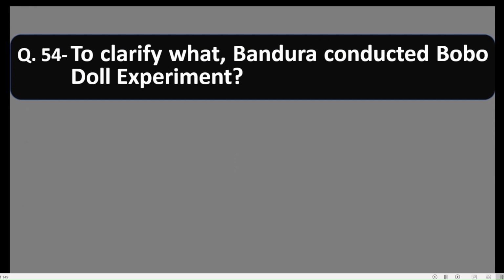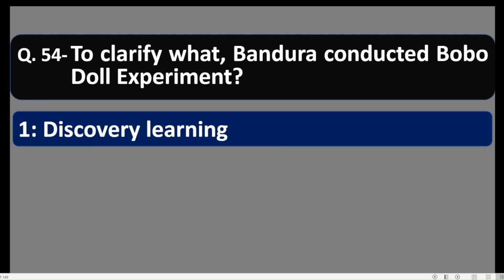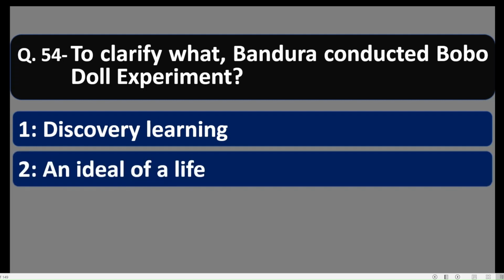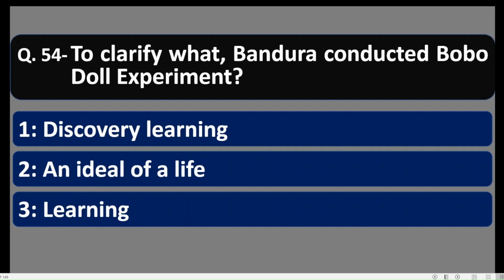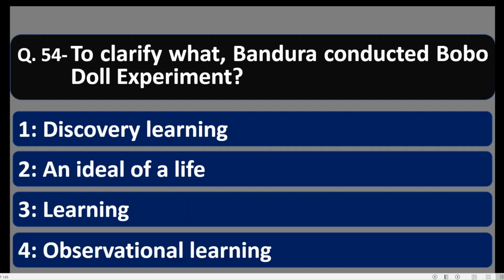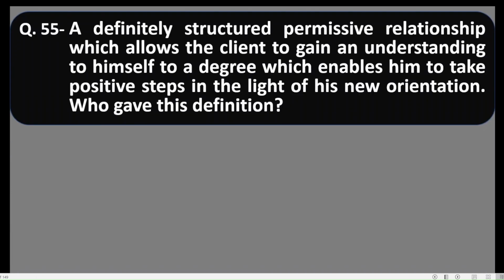Question number 54. To clarify what? Bandura has conducted Bobo doll experiment. Let us see. Number one, discovery learning. That was given by Bruner. Number 4, observational learning. Friends, Bandura has conducted Bobo doll experiment to clarify observational learning, or we can say social learning. Option 4 is correct.